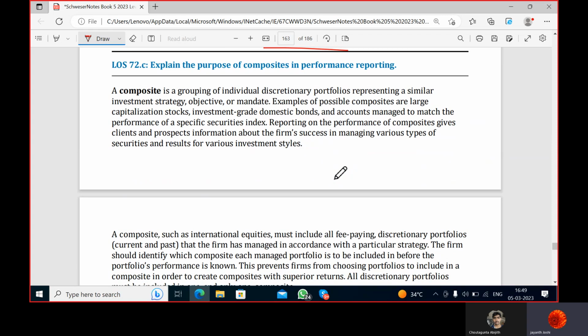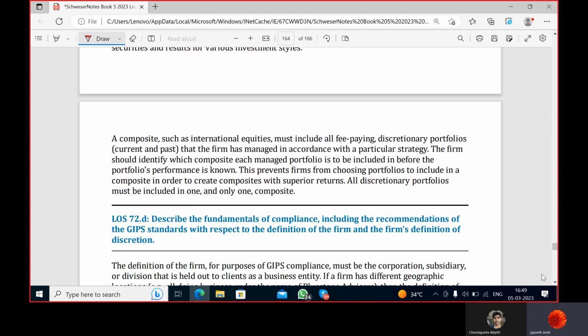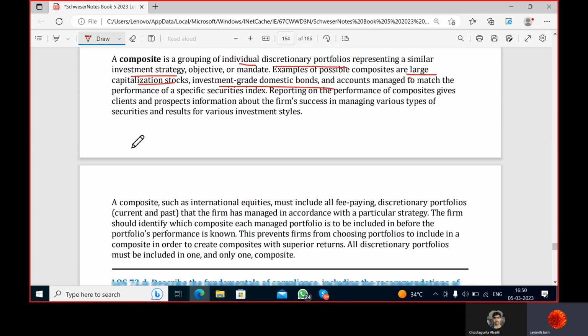Now, explain the purpose of composites in performance reporting. So we have discussed composites right now. A composite is a grouping of individual discretionary portfolios representing a similar investment strategy, like multi cap, small cap, large cap. Examples of possible composites are large capitalization stocks and investment grade domestic bonds. So you take securities of some specific nature and make a portfolio, that is a composite fund, isn't it?